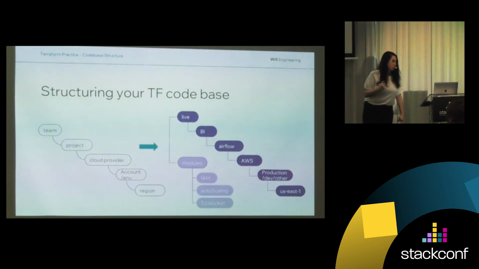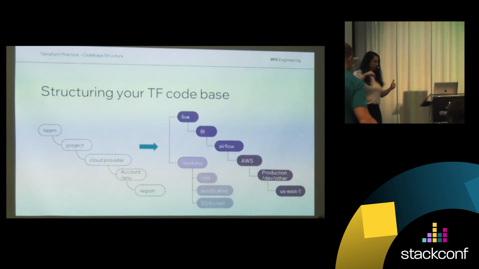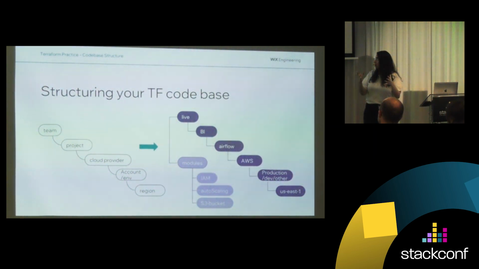So this is how we at Wix decided to structure the Terraform codebase. We have team, project, cloud provider, account or environment, and then region. And this is how it looks. Modules are all the custom modules that are not community-based, any custom modules that we created, we put aside, it's not related to this structure. And then on the live side, where we call the modules, we have BI for team, Airflow for project, AWS for cloud provider, production or dev or any other is account or env, and then us-east-1 region.